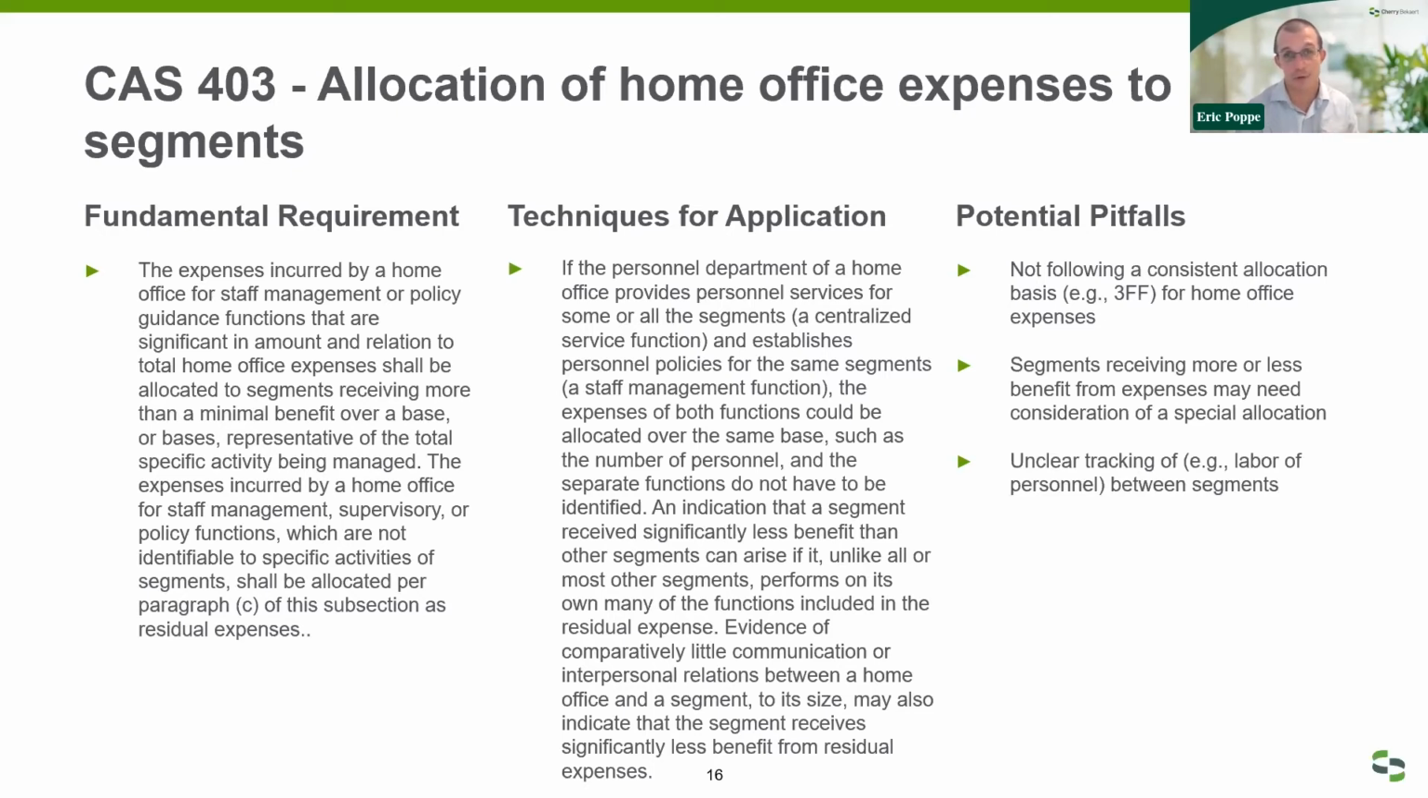But for CAS 403, the purpose of this standard is to establish criteria for the allocation of home office costs to segments, and to allocate those costs on the beneficial or causal relationship to the receiving segments, based on the benefit that was provided and how it's driven. So the goal is to allocate those costs as accurately as possible, based on a causal beneficial relationship. The standard says to allocate as much cost directly to a segment as possible, to the maximum extent practical. An example could be insurance costs.